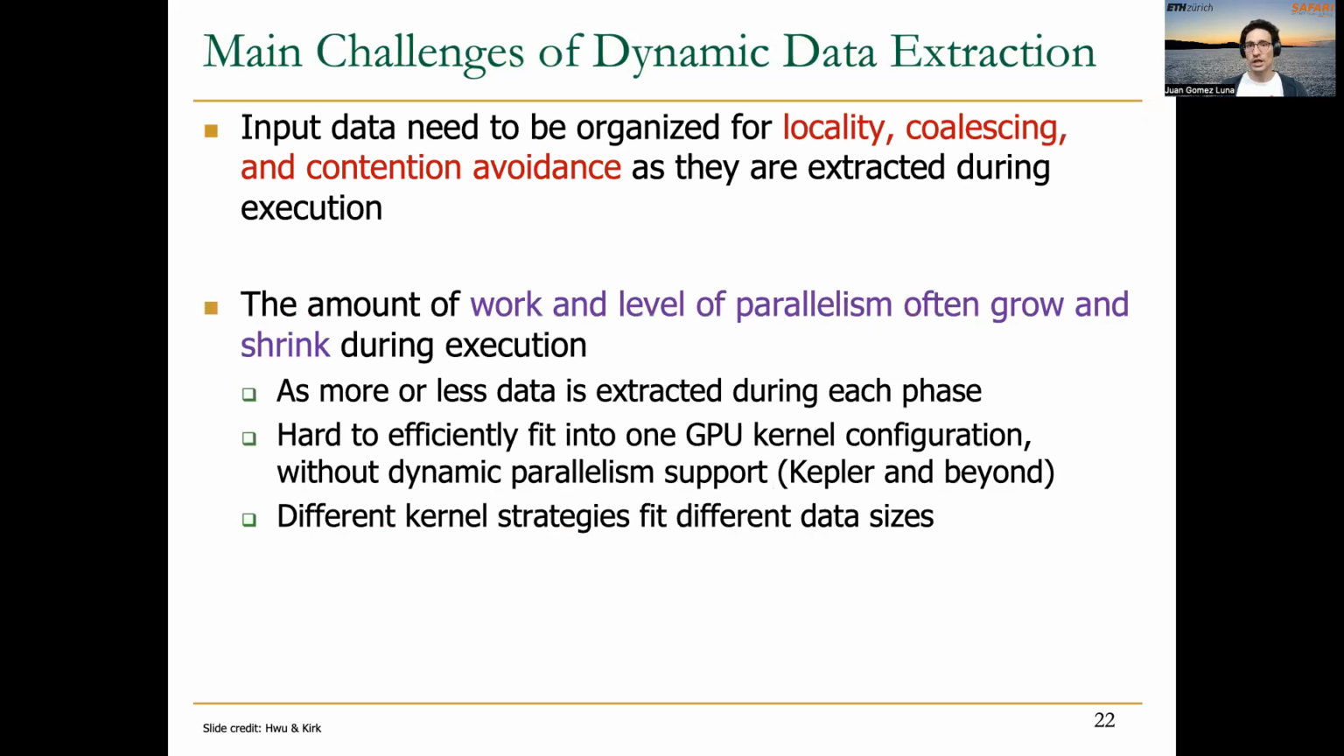The other challenge is that the amount of parallelism, the amount of work, grows and shrinks in each phase of the computation. If you think, for example, about a graph from a social network, there will be many different vertices, and each of the vertices will have a number of neighbors or a number of friends in the social network. There are people who have very few friends, while there are many other people who have a lot of friends. So depending on which node or vertex we are processing at the time, we will have to exploit more or less parallelism.